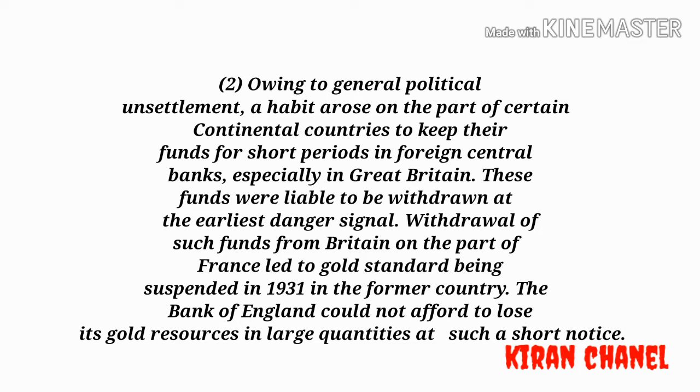Number 2. Owing to general political unsettlement, a habit arose on the part of certain continental countries to keep their funds for short periods in foreign central banks, especially in Great Britain. These funds were liable to be withdrawn at the earliest danger signal. Withdrawal of such funds from Britain on the part of France led to the gold standard being suspended in 1931 in the former country. The Bank of England could not afford to lose its gold resources in large quantities at such short notice.